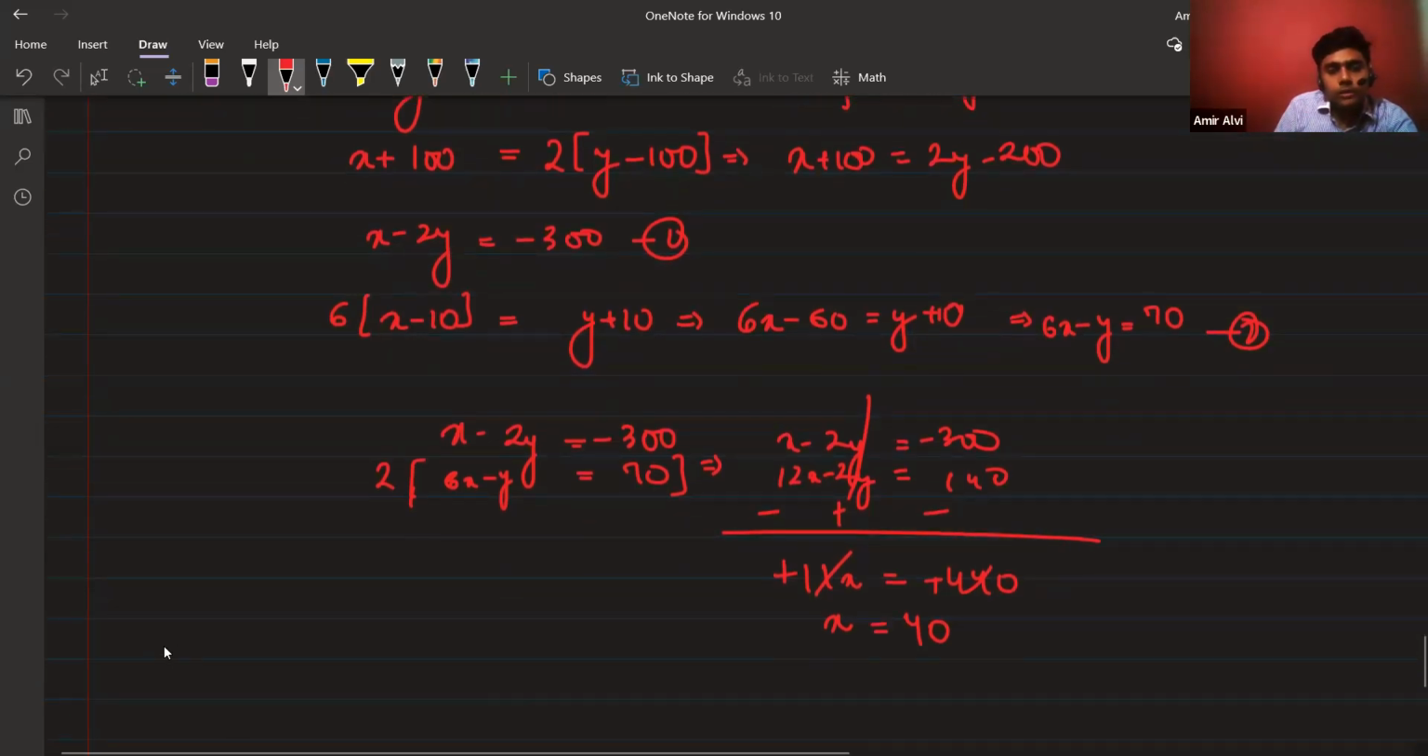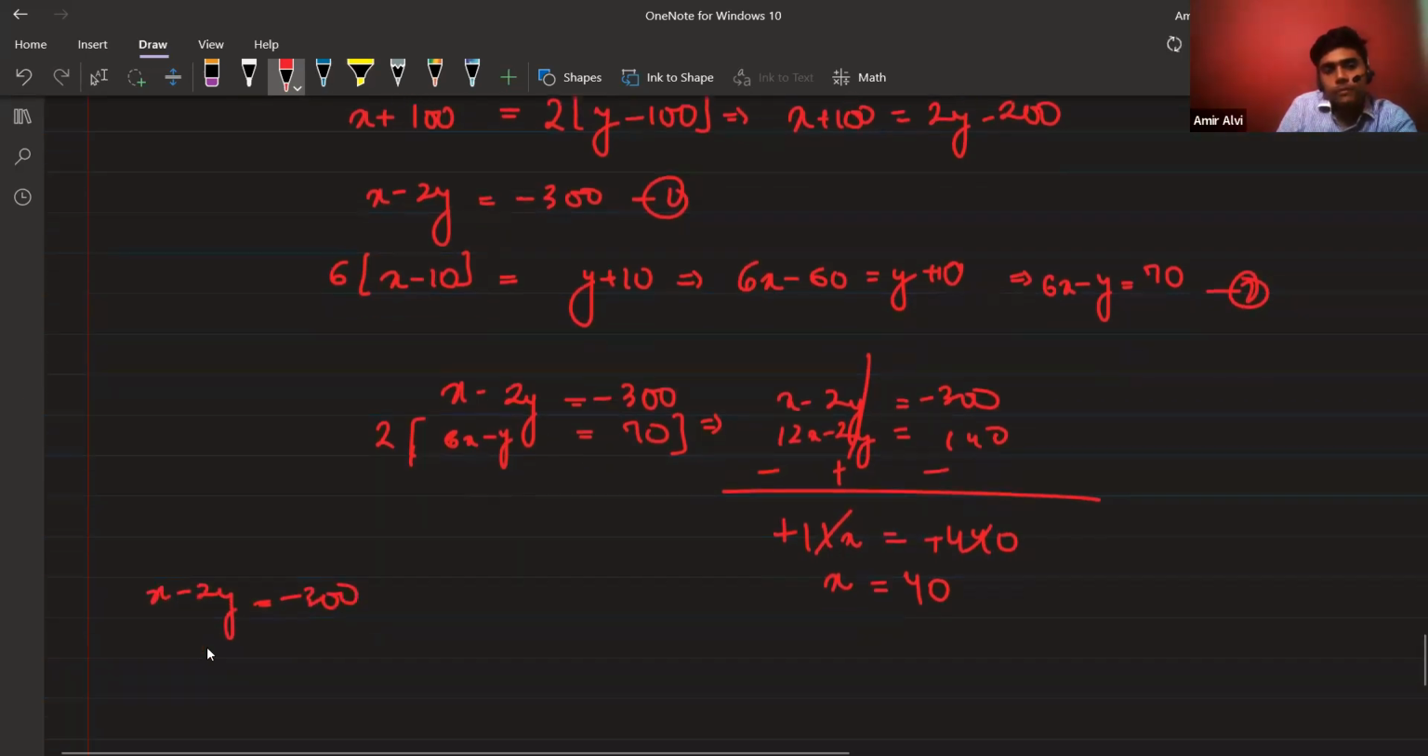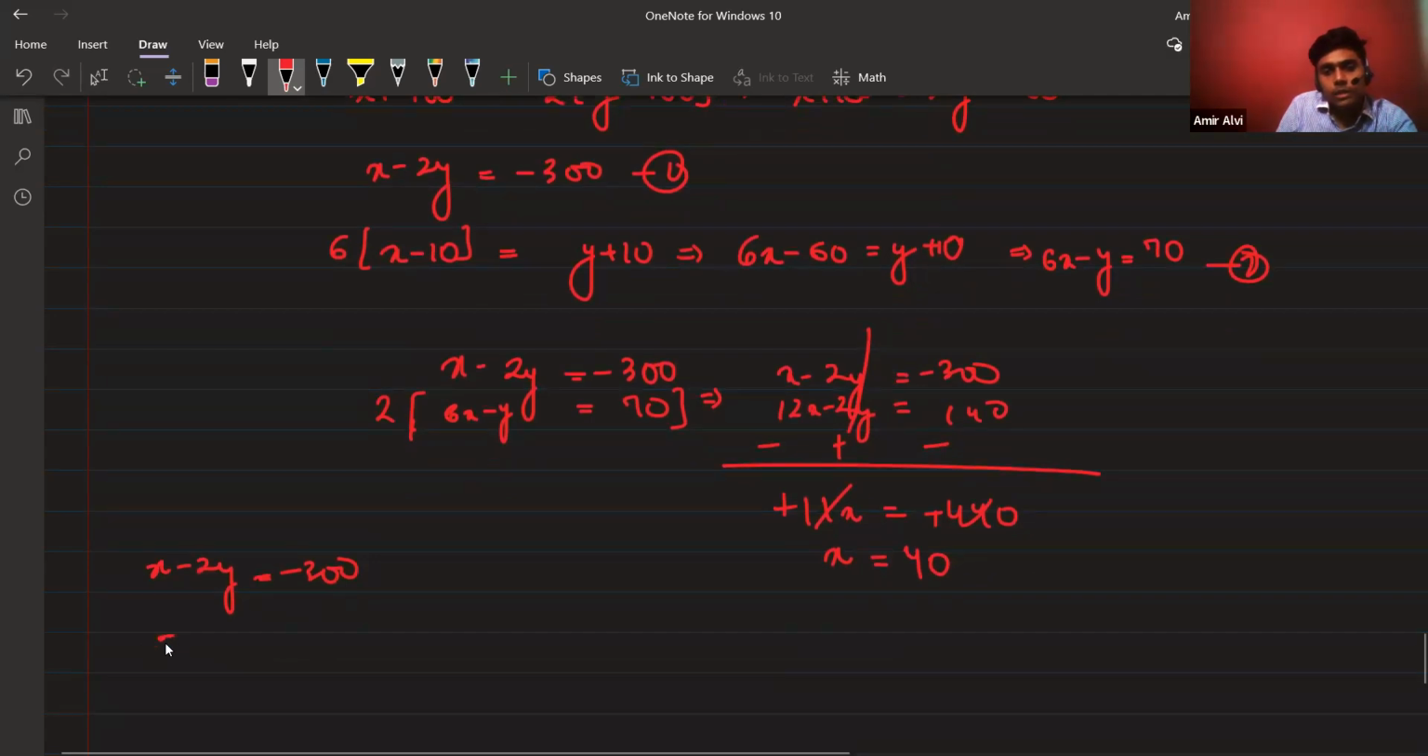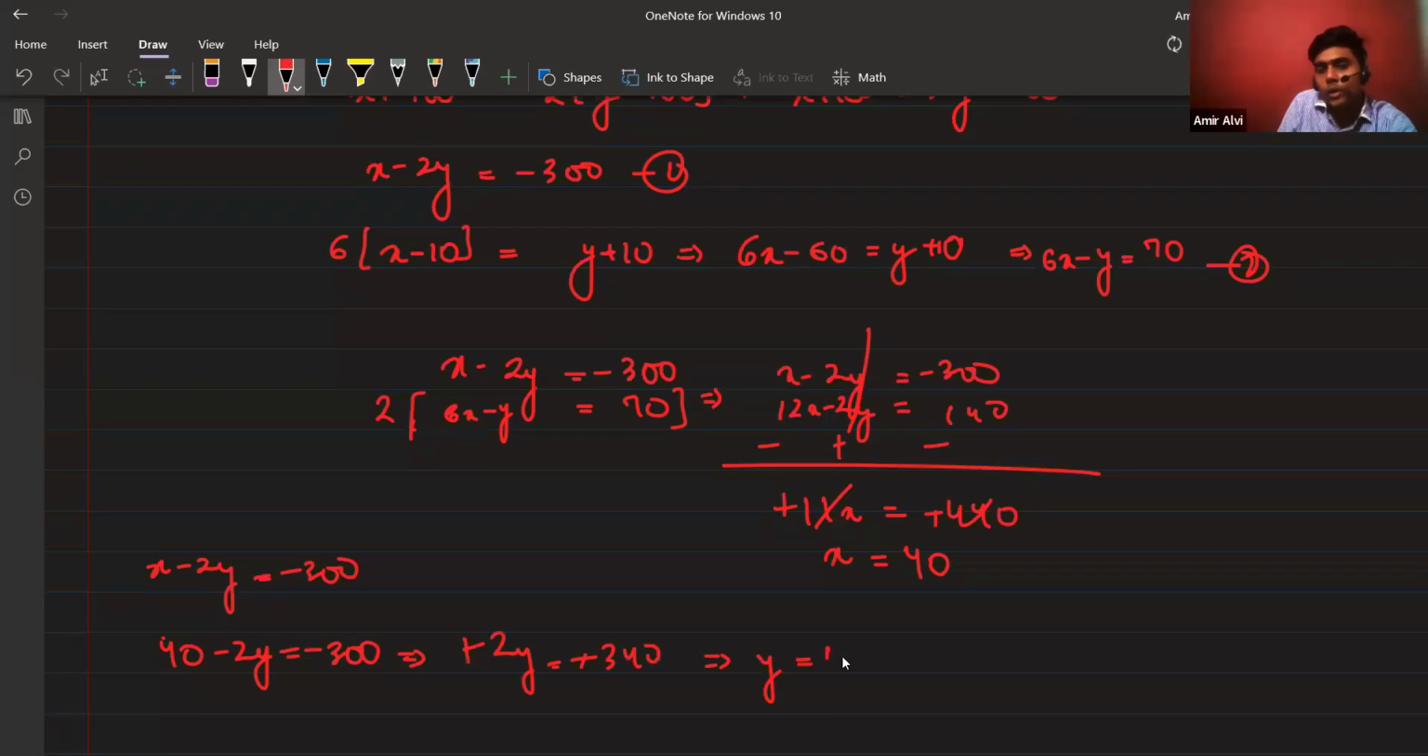So we can substitute here. x minus 2y is equal to minus 300. So x would be 40. 40 minus 2y is equal to minus 300. So 40 will be taken here. Minus 2y is equal to minus 340. Minus will cancel out this minus, and y will be 170. Yes or no? Is this clear? Any doubt?